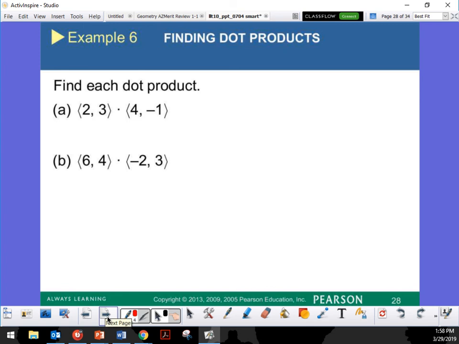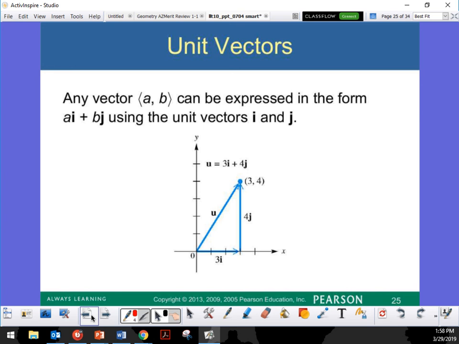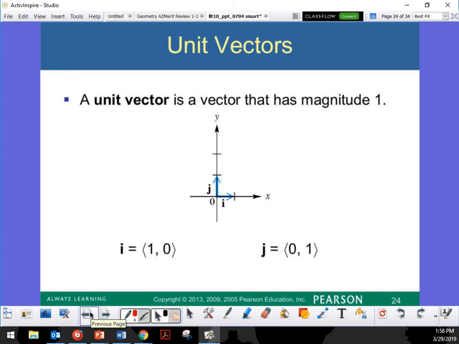I'm almost out of time. I'll do this. How about this? I'll finish this Tuesday.